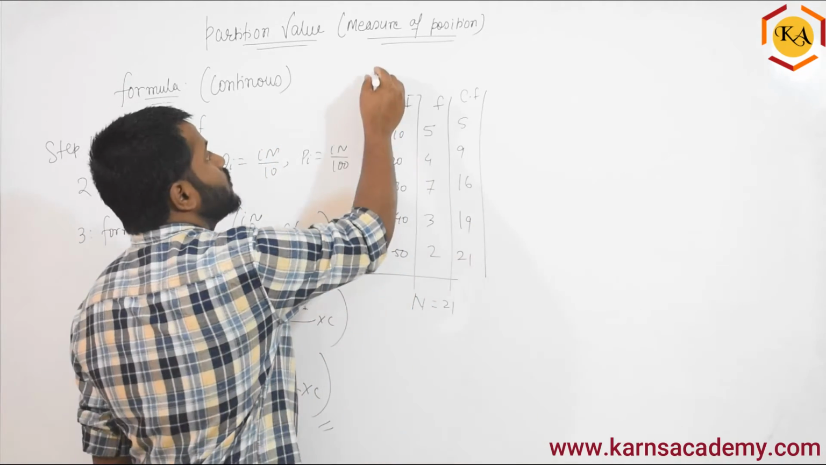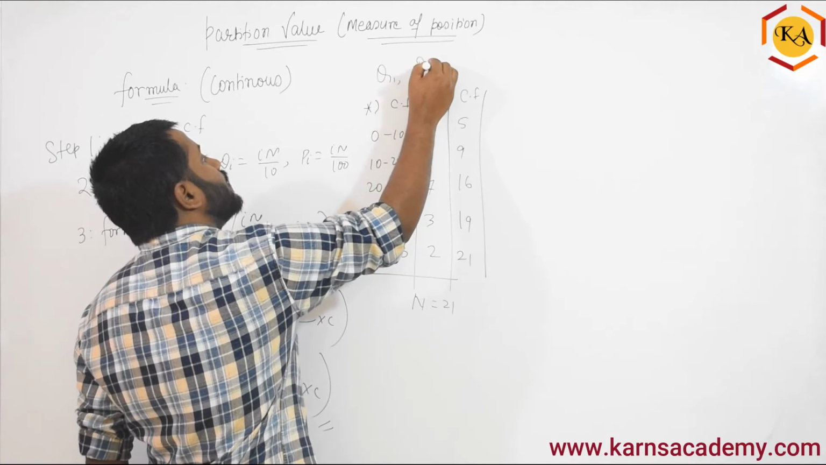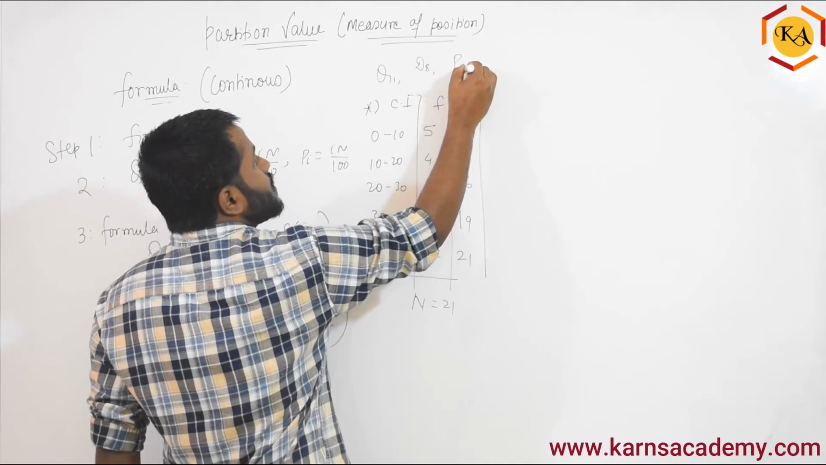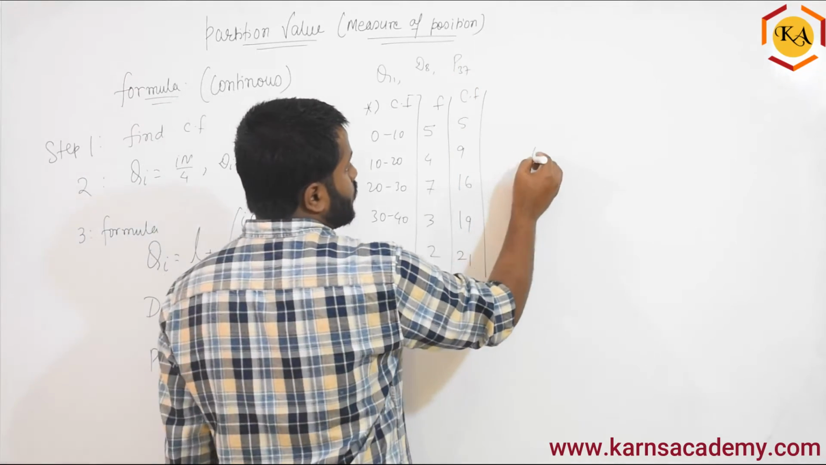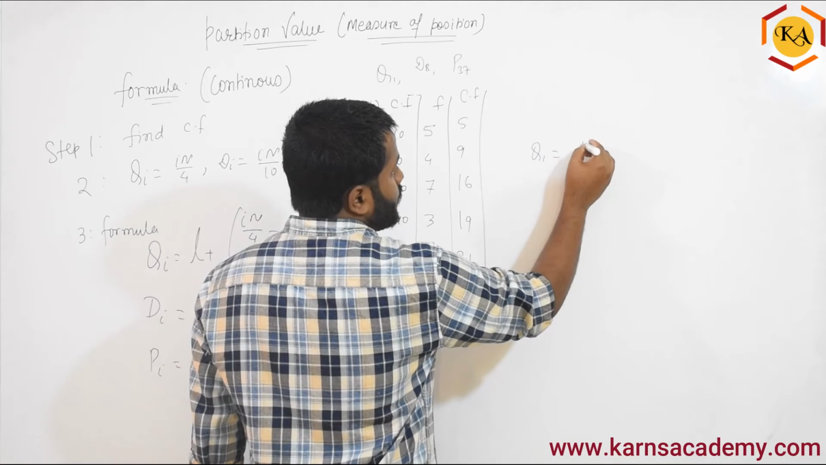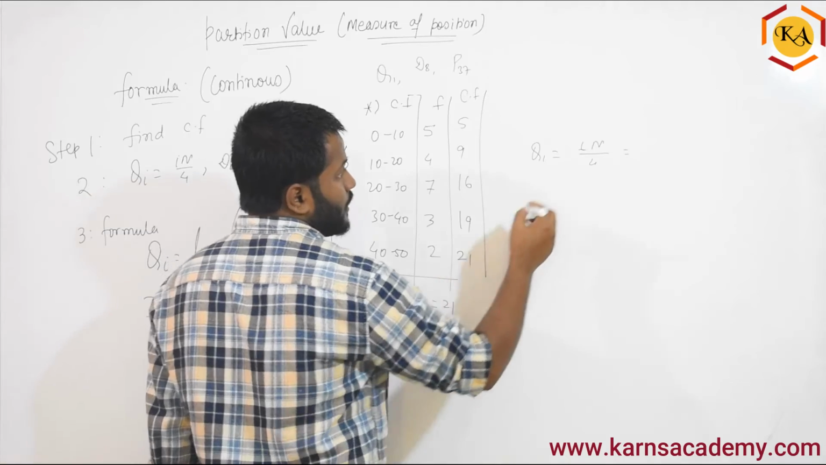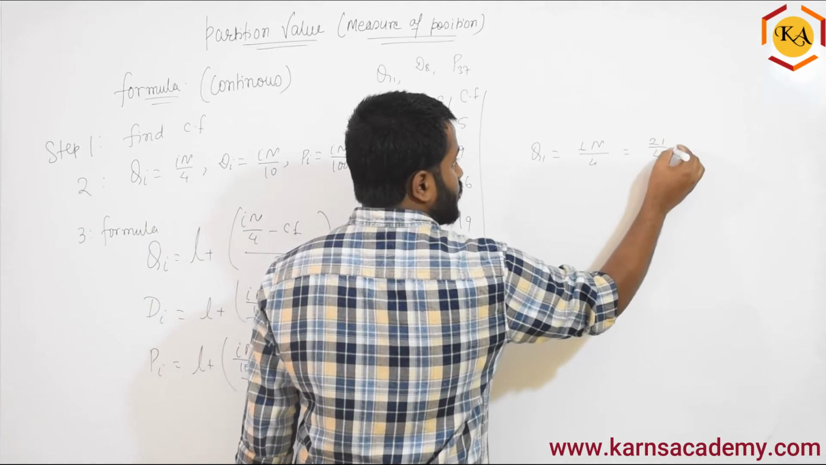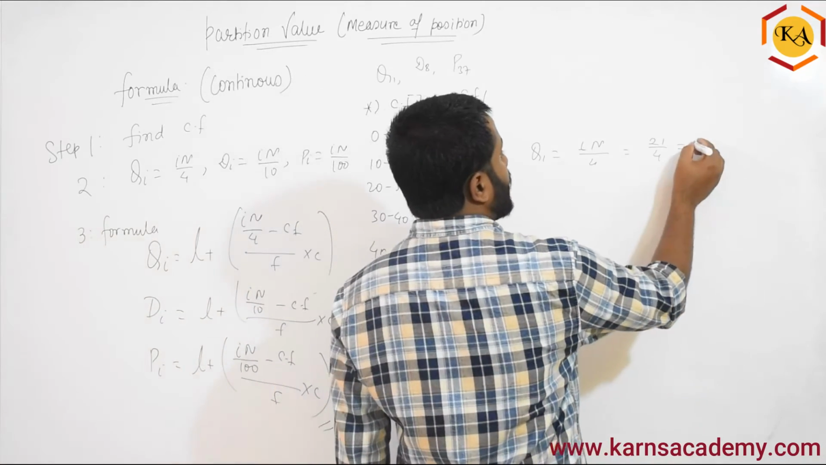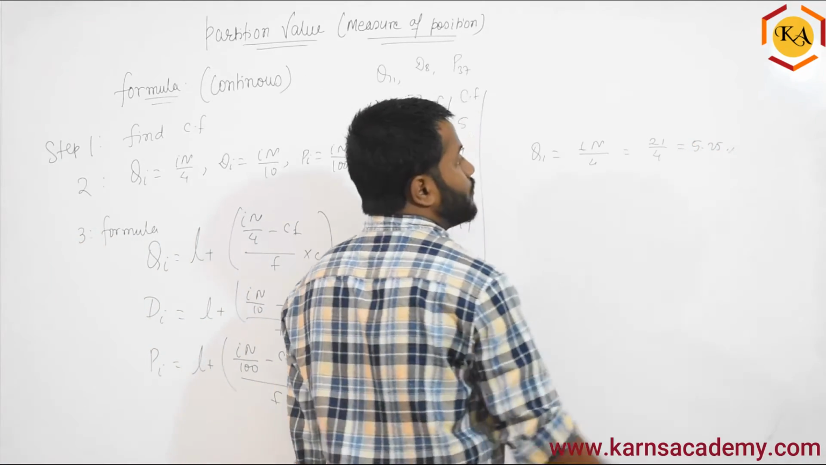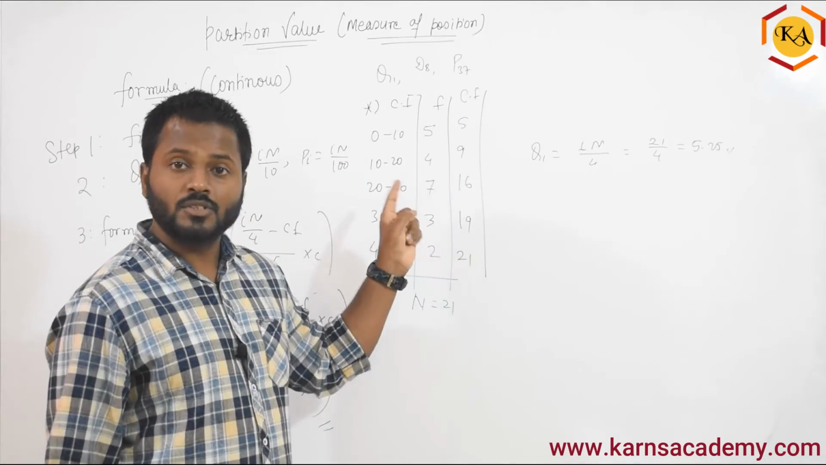And assume that they ask you to find Q1, D8 and let's take P37. Okay, so let's find one by one. So first let's talk about Q1. So of course Q1, if you're doing, you will do 1n by 4. N is 21, 21 by 4, which is nothing but approximately you will get 5.25. Now this 5.25 you will select in the CF and based on that you will select.